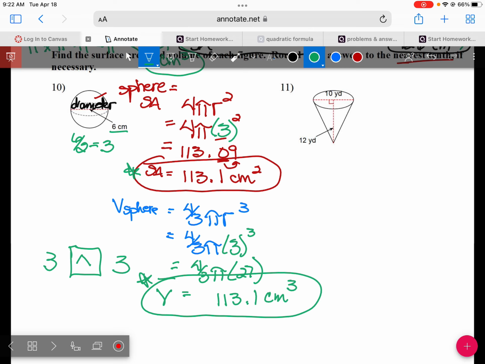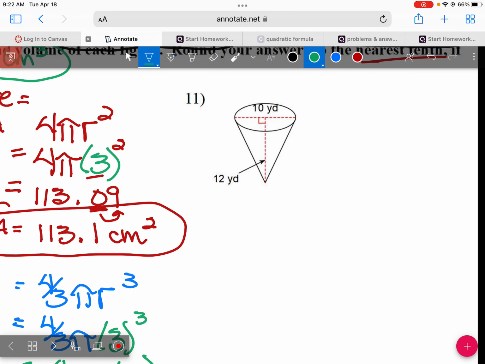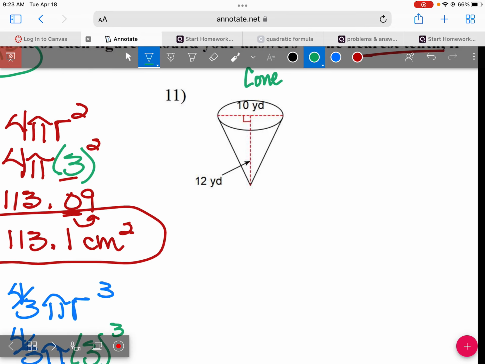All right, let's jump to the next one. Number 11. What is that figure? It's the cone. It is a cone. Yes. We didn't do this yesterday, did we? No. Okay. You weren't here. Cone.